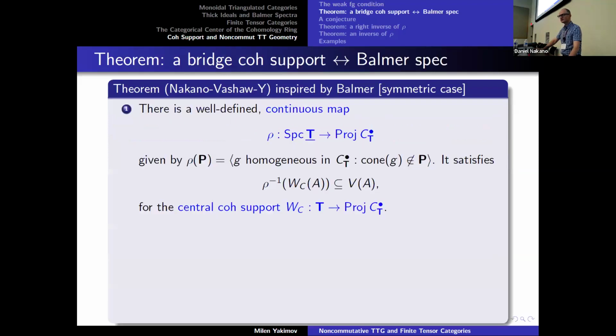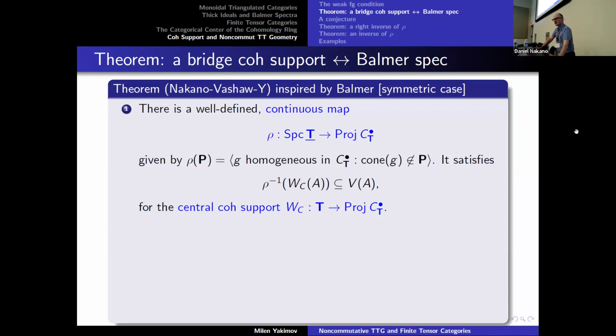All right, so next comes a theorem, which is inspired by another theorem of Paul. Once we started working on this, we started reading Paul's paper, and then the second paper of Paul, and then the third paper of Paul. Anyway, in one of his papers, Paul managed to produce a map from the spectrum of a monoidal triangulated category to the corresponding cohomology ring. But now we will do that with the categorical center.